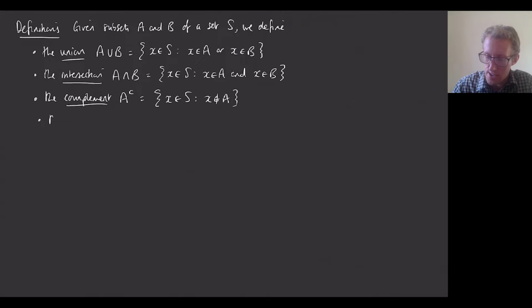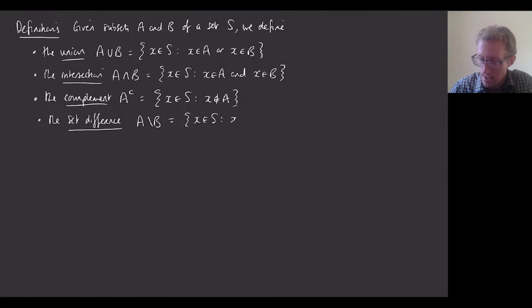Okay, then we have the set difference, which is A backslash B. That is the set of all x which are in A. In fact, maybe I should have just written it as x is in A, but not in B. Okay, so in that example, that would be the set of all students who are studying maths but are not in my college.